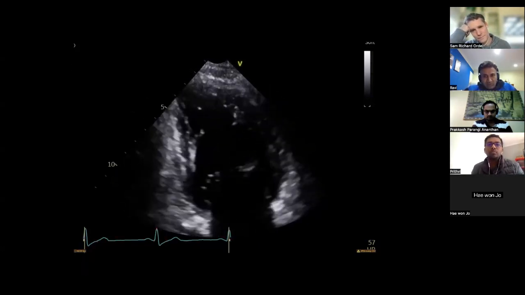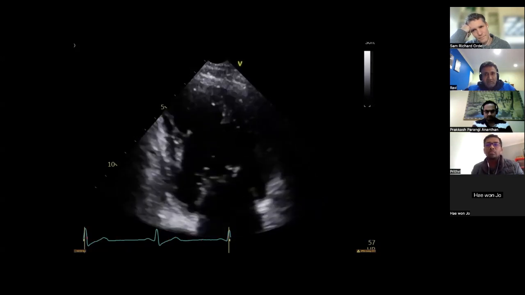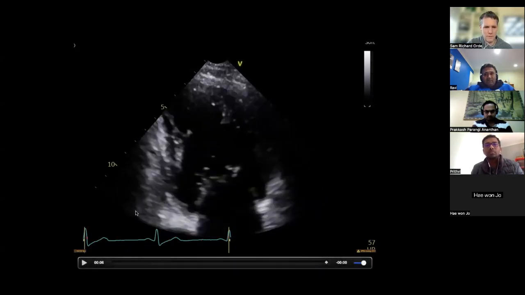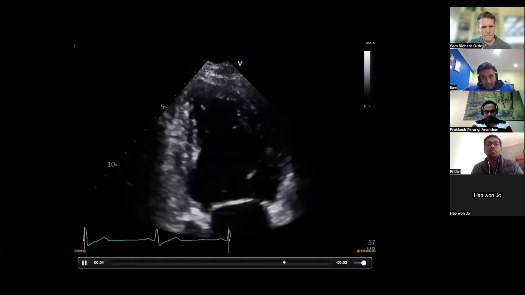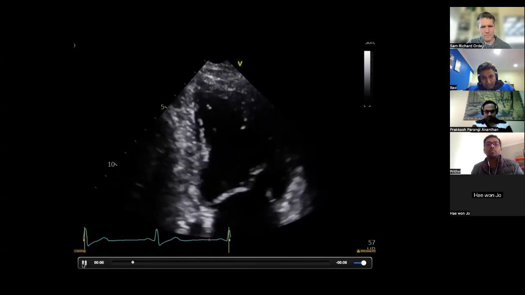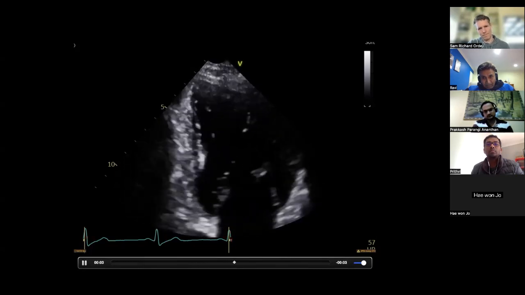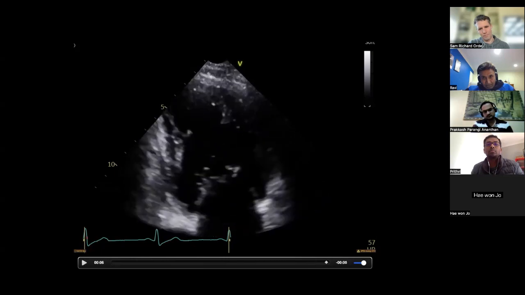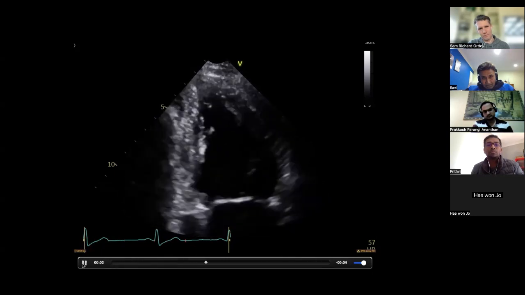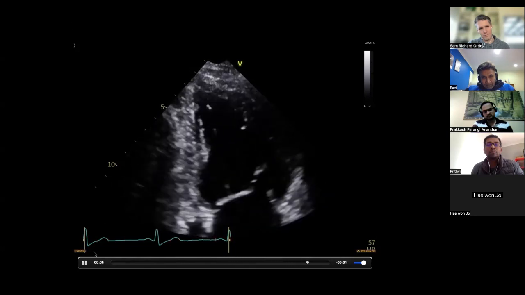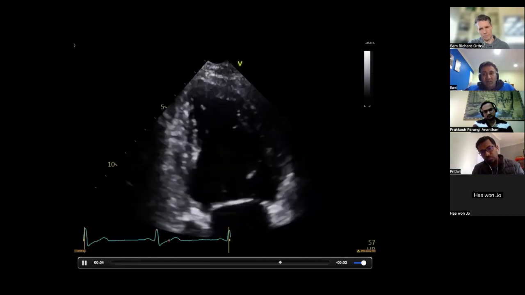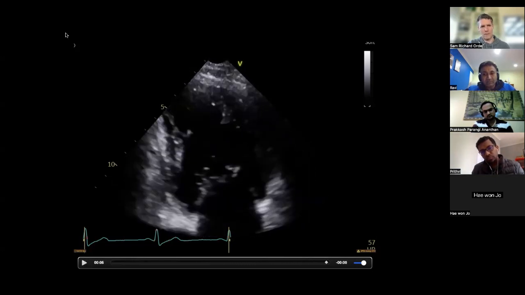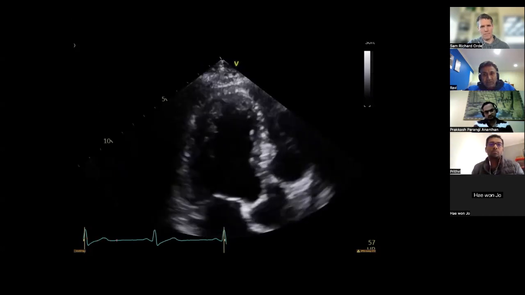So apical two-chamber view, which is showing anterior and inferior walls. Stopped. Oh, sorry. I hope it doesn't do that too much. Excuse me. So the anterior and inferior walls seem to be contracting well here. Can you move on? Yeah. Next one.